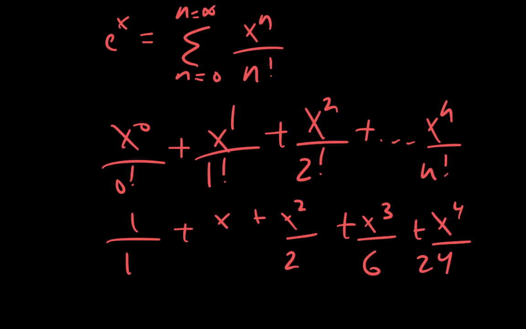If we were to plot this for small values of x, this will be fairly close to e to the x. If we summed it up to infinity, it would get really, really close to e to the x.